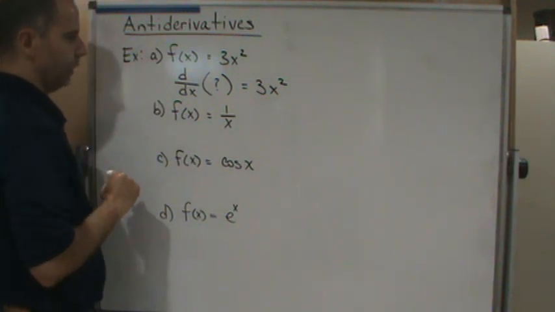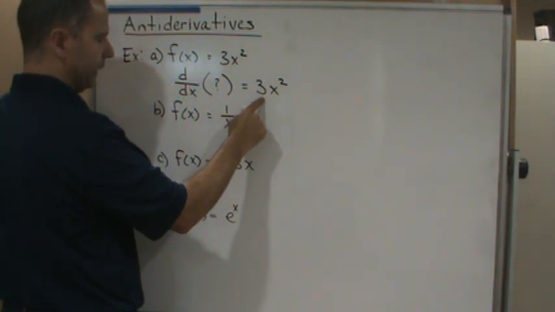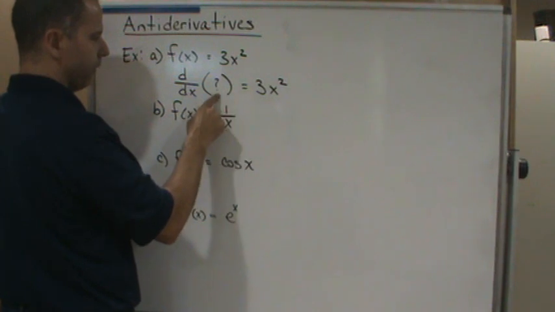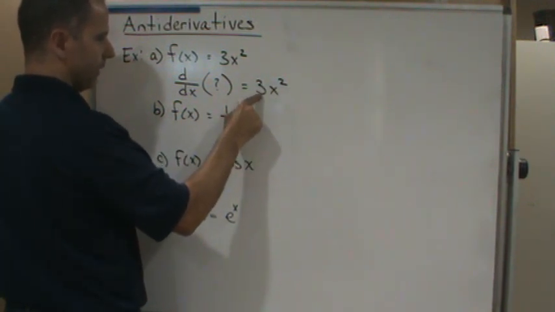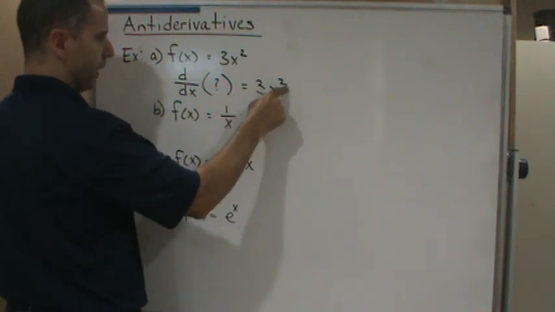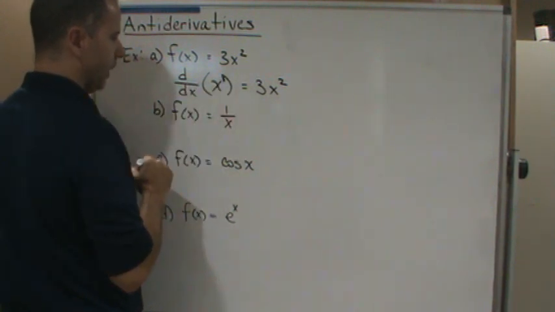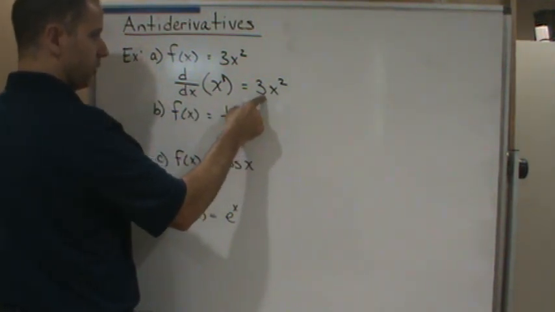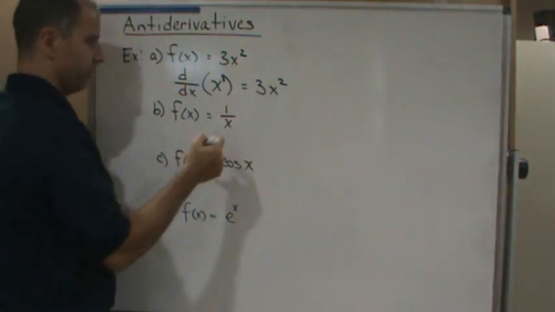Well, think about this. How did I get that 3? The derivative of what function will give me a 3 here? I've got a power here, right? And the coefficient and the exponent differ by 1. So it seems reasonable to say that this is going to be x cubed, right? Because if I take the derivative of x cubed, I get this. So that means this is the antiderivative, or an antiderivative, for this.